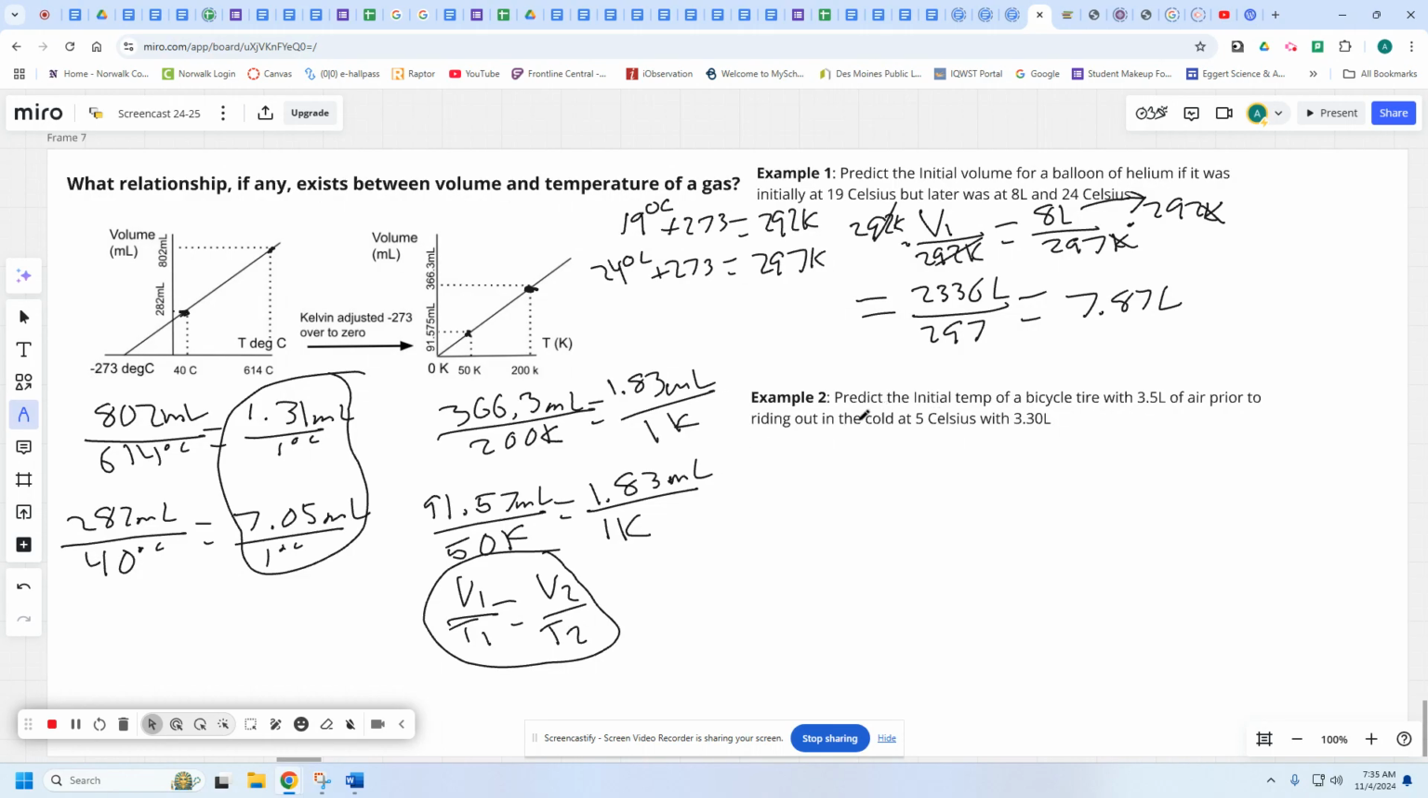In example 2, we're going to try to solve for the initial temperature of the bicycle tire with 3.5 liters of air prior to riding it outside in the cold at 5°C and 3.3 liters of volume. You guys also need to make sure you pay attention. The degrees Celsius is the temperature given here, and that has to be changed again to Kelvin. So off to the side somewhere, you need to be making sure you work in your scratch work to show me adding 273.